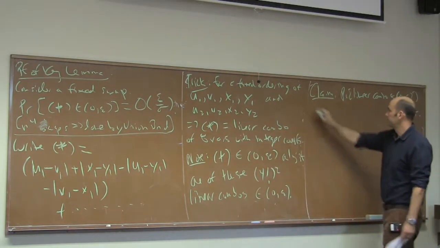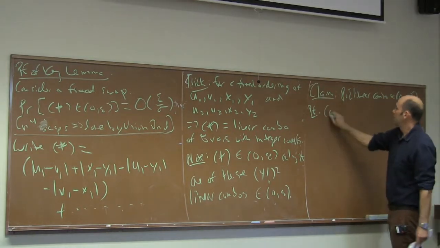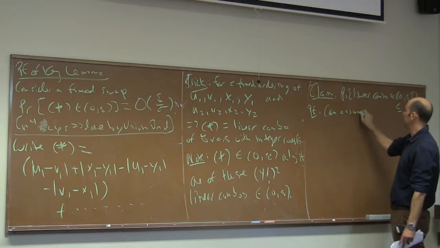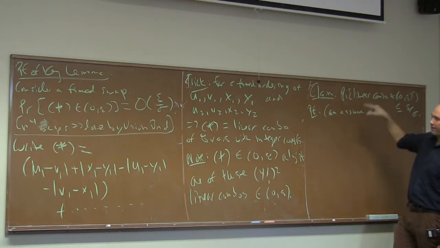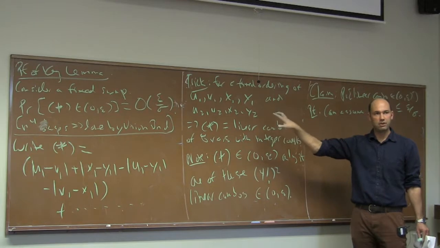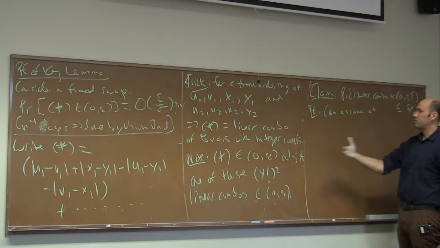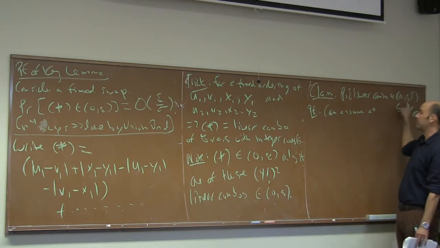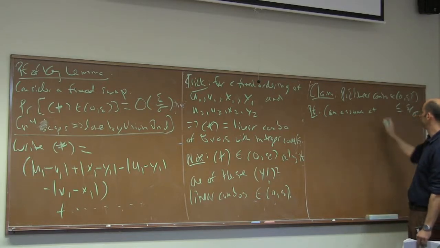So why is this true? Let's prove the claim. We can certainly assume that one of the coefficients is non-zero. Remember, it's a linear combination in 8 variables: U1, V1, X1, Y1, U2, V2, X2, Y2. Each has a coefficient. If all of those coefficients are 0, then this linear combination is always 0, so it's not going to be strictly between 0 and epsilon. So we can assume one of the coefficients is not 0.